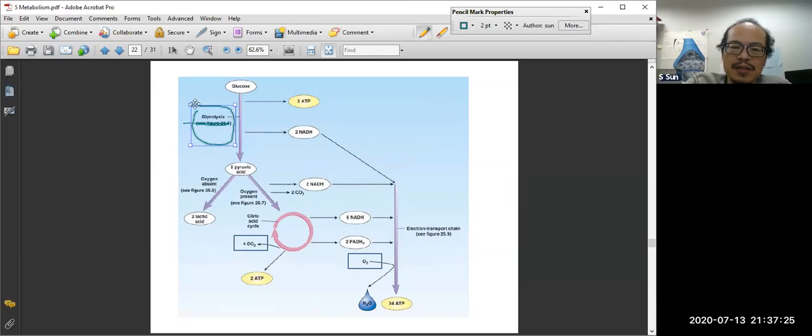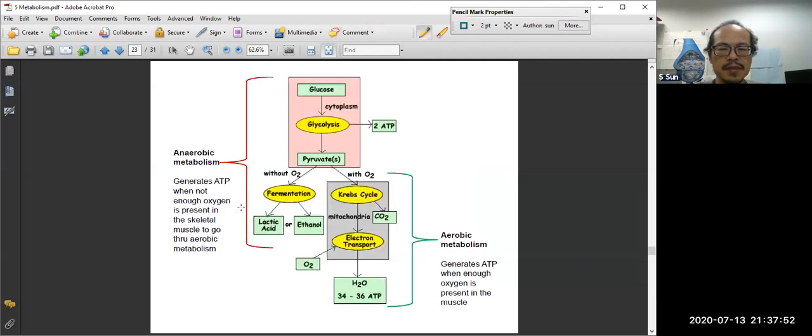So here, this part is anaerobic. This portion is aerobic. No oxygen, with oxygen. So the borderline is here. Just to make it more clear, anaerobic metabolism without oxygen: glucose goes through glycolysis to form pyruvate.